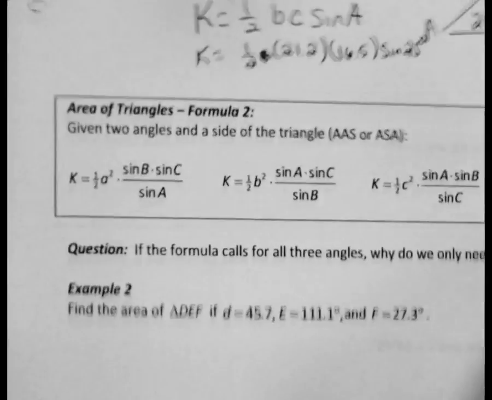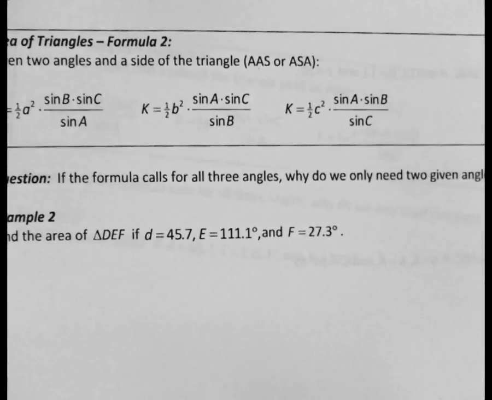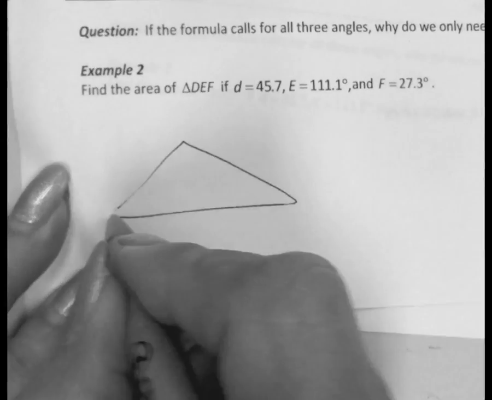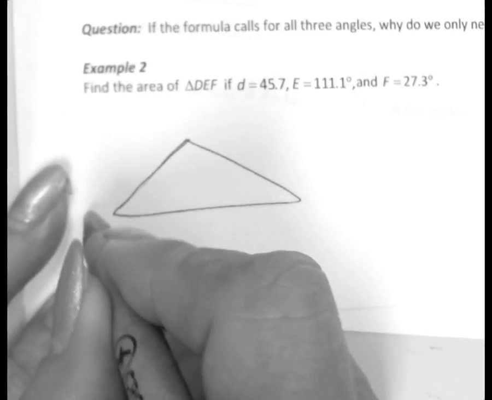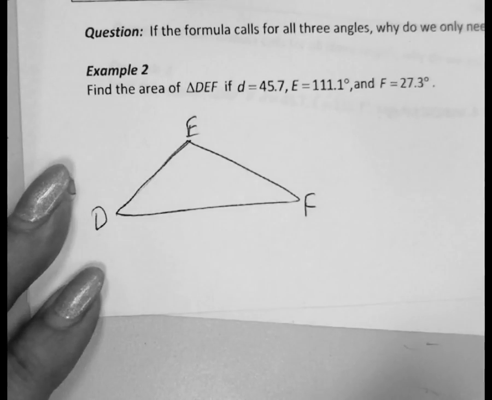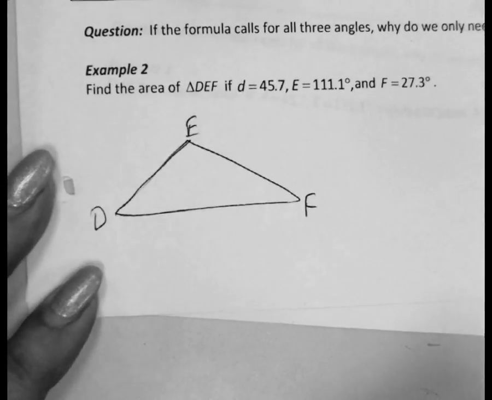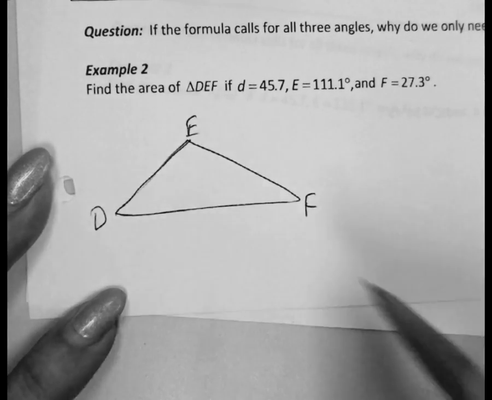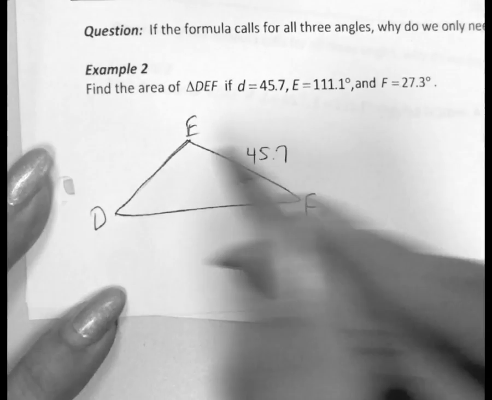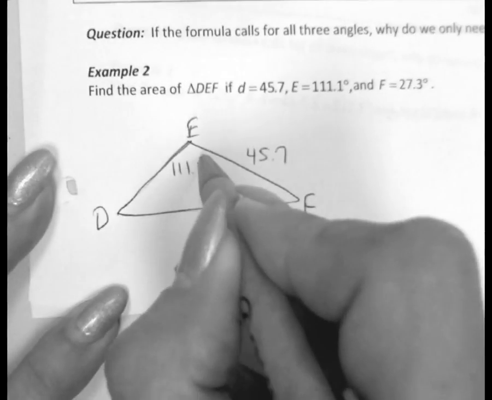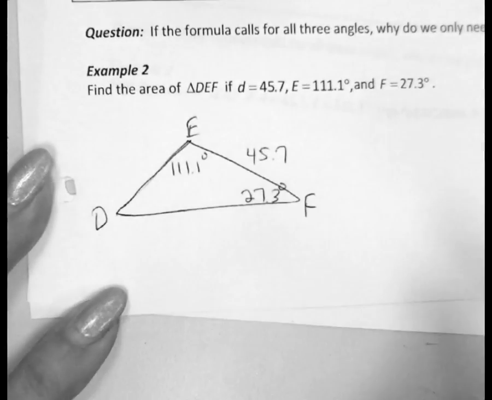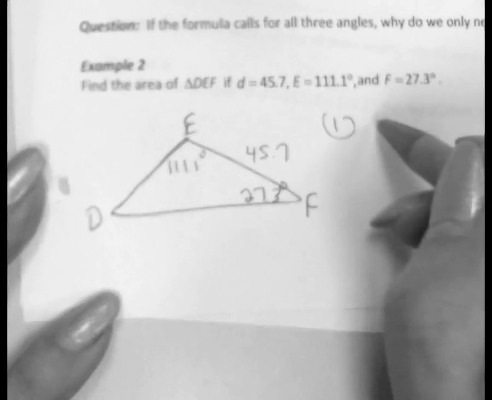So let's draw example 2 on our paper. What do we know? Now they're calling it DEF. I don't even care what letters they're giving us. They can give us X, Y, Z, A, B, C. It doesn't matter. You can't rely on letters. You just have to know the formula. So little d is 45.7. Big angle E is 111.1 degrees. F is 27.3 degrees. So the first thing that you should find is angle D.